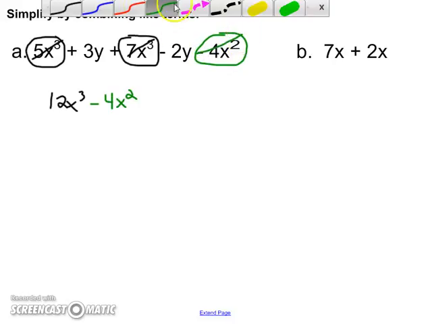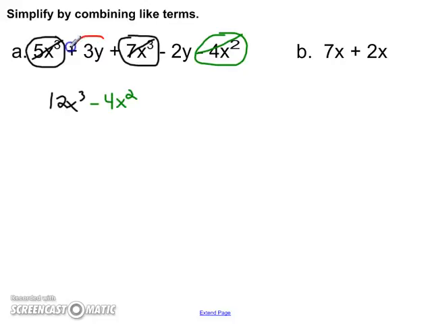Then, in red here, positive 3y, negative, because I'm going to treat that as a negative. So 3y minus 2y is a positive 1y. So this will be plus. Now, if you want to put a 1 here, you can. You don't need it.